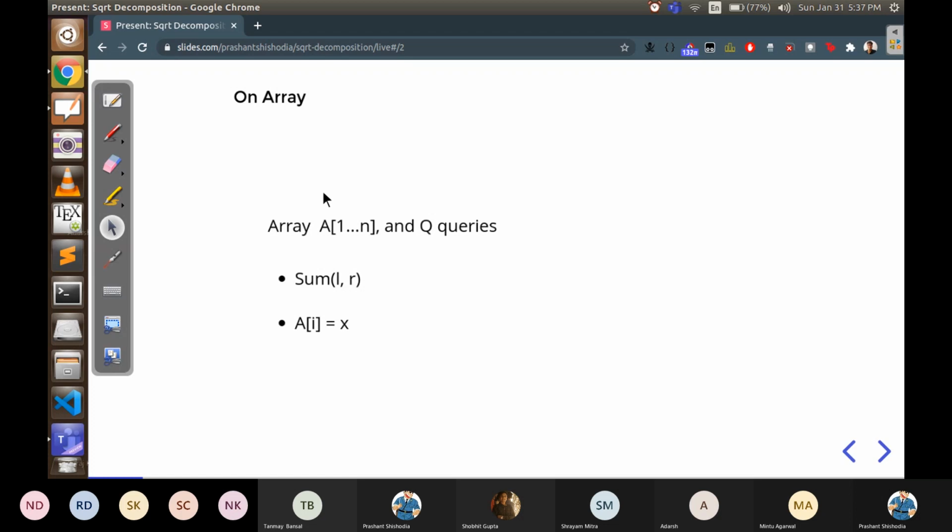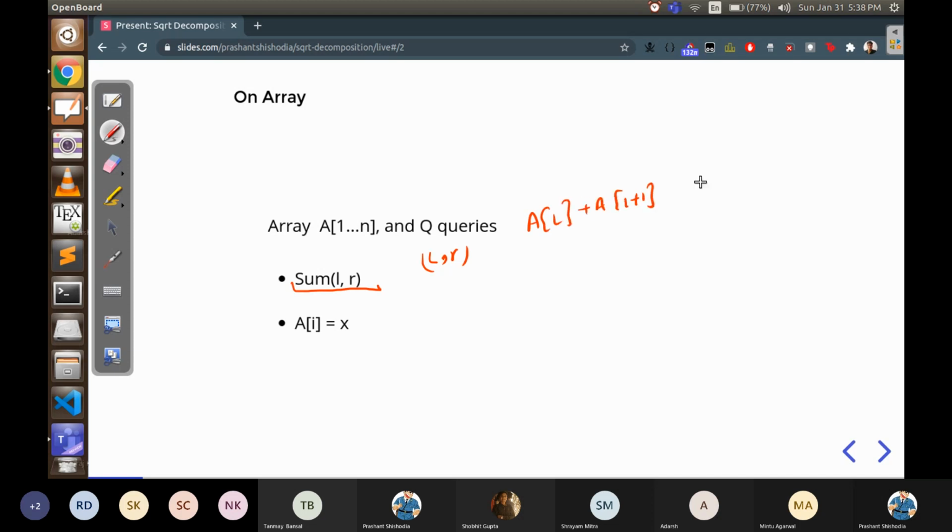so the basic problem that I'll begin with is you are given an array and you are given queries on it. The first query is you are supposed to find the sum of range LR. That is, you are given a range LR and you are asked to find A[L] plus A[L+1] until A[R]. And the second query is A[i] equals X. So this is an update query where you have to set a value at some index.